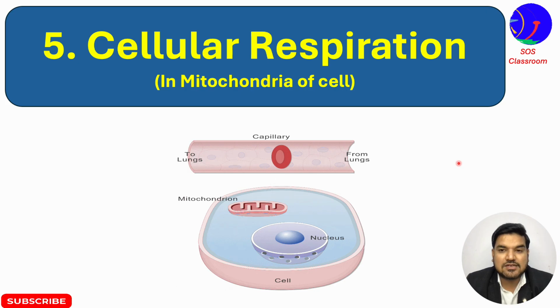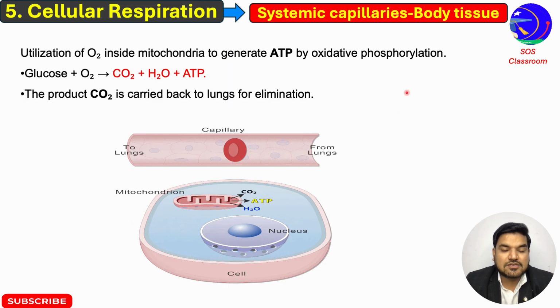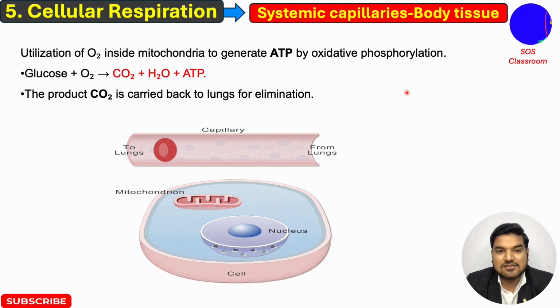Number 5 is cellular respiration. After the tissue respiration, cellular respiration occurs inside the cells, where the mitochondria, an organelle, uses the oxygen and completes the Krebs cycle, or TCA cycle, also called the citric acid cycle, and creates different types of molecules. So oxygen is utilized inside the mitochondria to generate ATP by the process of oxidative phosphorylation. Inside the mitochondria, what will happen?